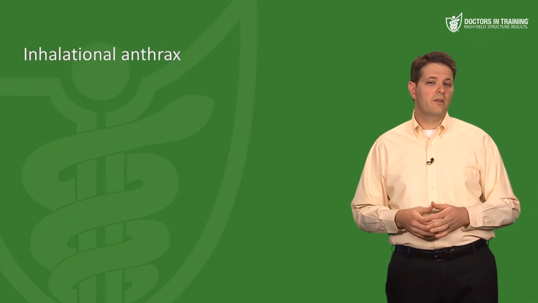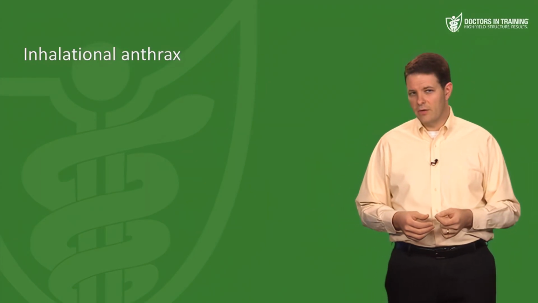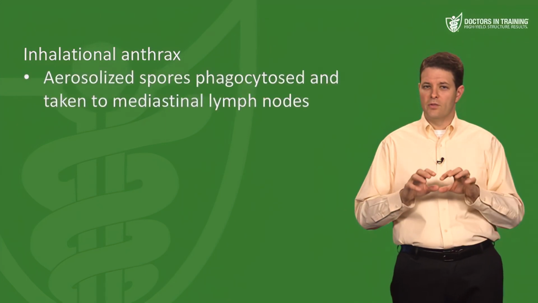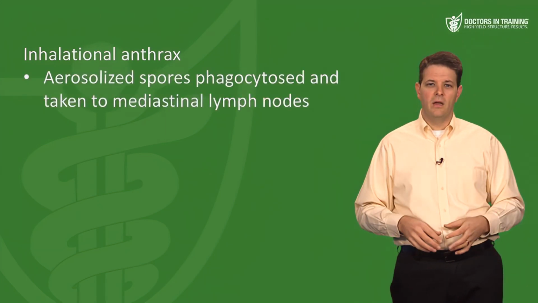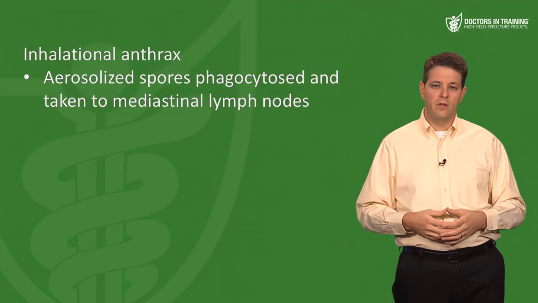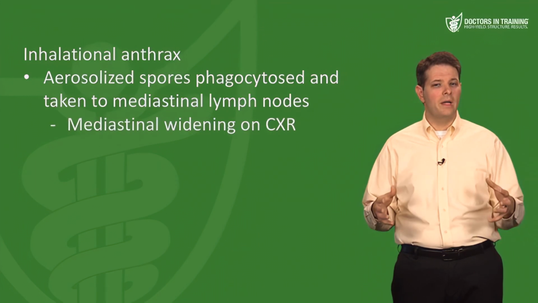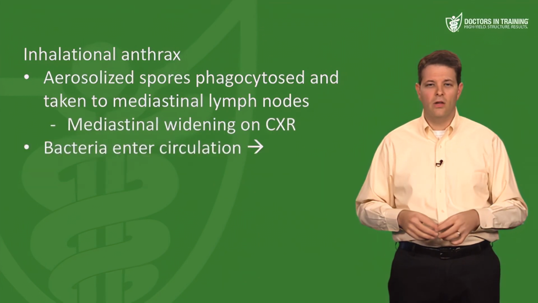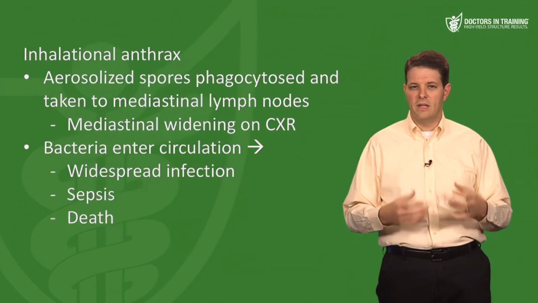The other form of anthrax you're likely to be tested on is inhalational anthrax or pulmonary anthrax. If anthrax spores are aerosolized and they're small enough to reach all the way down into the alveoli, they can be phagocytosed and taken to the mediastinal lymph nodes where the toxins cause trouble. What you see on chest x-ray is mediastinal widening from that lymphadenopathy. The bacteria can then enter the circulation and cause widespread infection and sepsis and death.